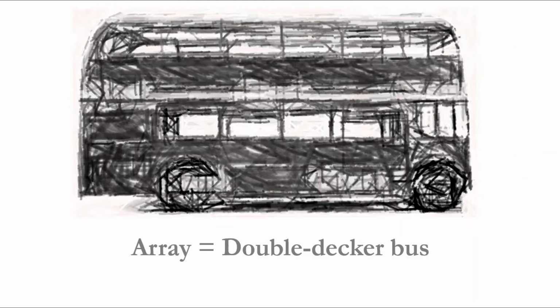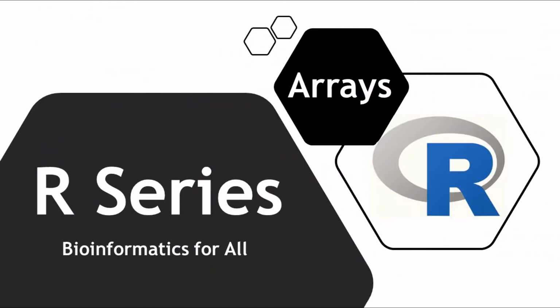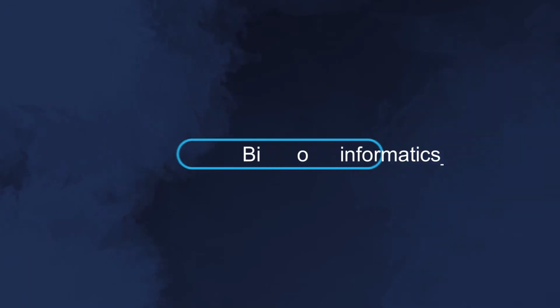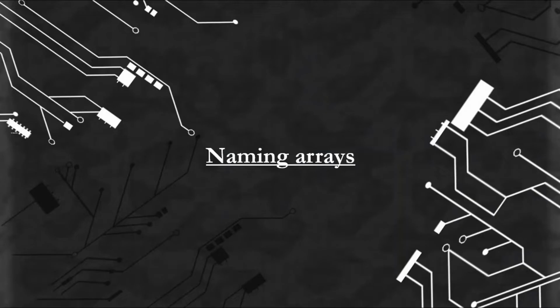In the last video, I showed you how we can apply array to numbering the seats area in a double-decker bus. In this short video, I will explain to you how to name, access, and modify an array. So let's start with naming arrays.